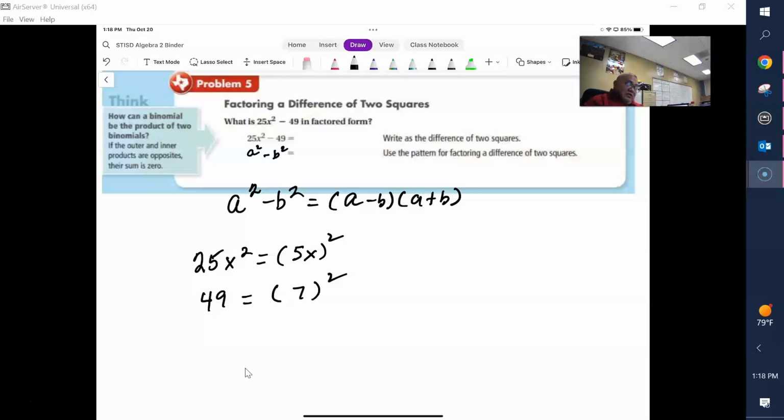So to factor this, we know that a, in this case, is going to be 5x. B is going to be 7, so it's going to be 5x minus 7 times 5x plus 7. The only thing is you got to be able to recognize those perfect squares. If it's not a perfect square, then you're not going to be able to use this formula in factoring it, okay?